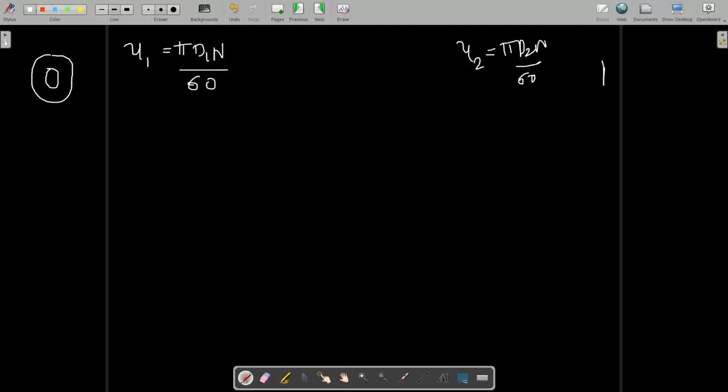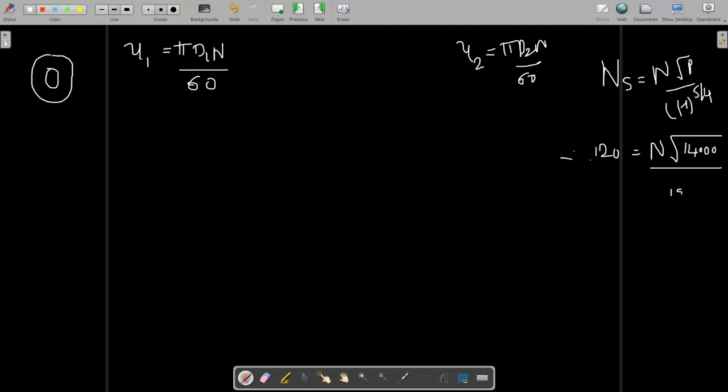So from where to find N? We have specific speed. Specific speed is given by N root P upon H raised to 5 by 4. Specific speed is given to us, that is 120, and power is given in megawatt, so we have to convert it to kilowatt: 40,000 kilowatt. Head is 150 meter, 150 raised to 5 by 4. When you solve this in your calculator, you will find 533 rpm. So put this N value in both the equations.